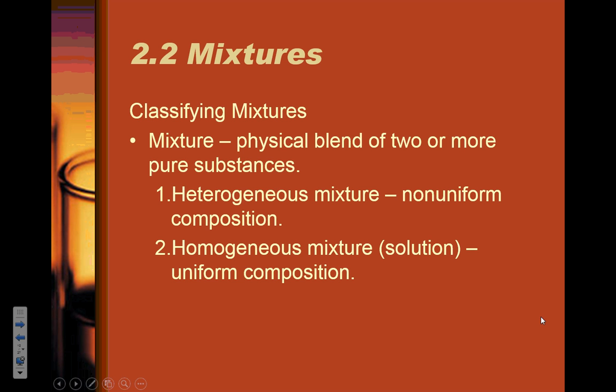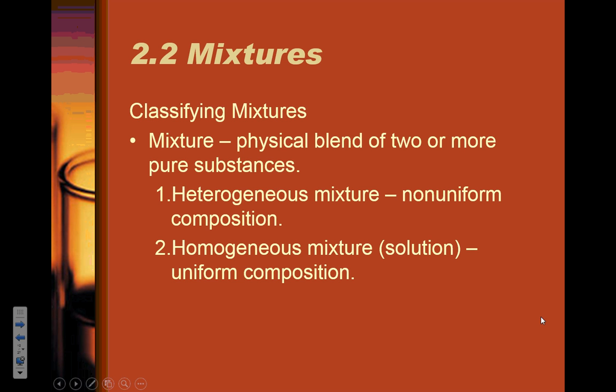Now, homogeneous mixture, which has the synonym solution. So if you ever hear the term solution, we're talking about a homogeneous mixture, a mixture of uniform composition. So the physical substances that we've mixed together mix uniformly. Now remember, this is not a pure substance. A pure substance has a definite composition. Uniform is not the same as definite.